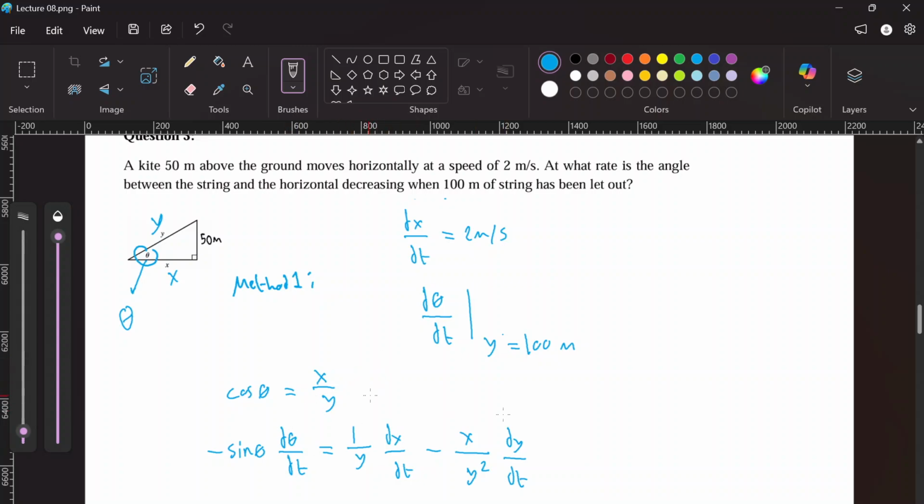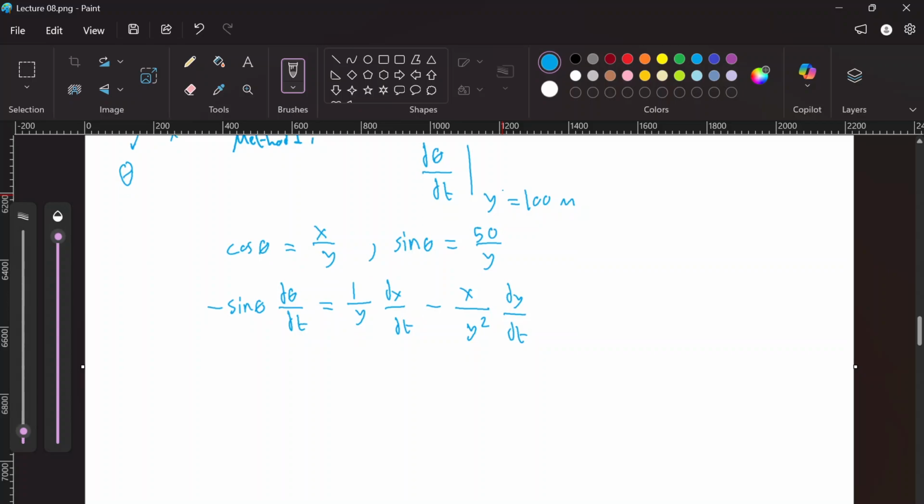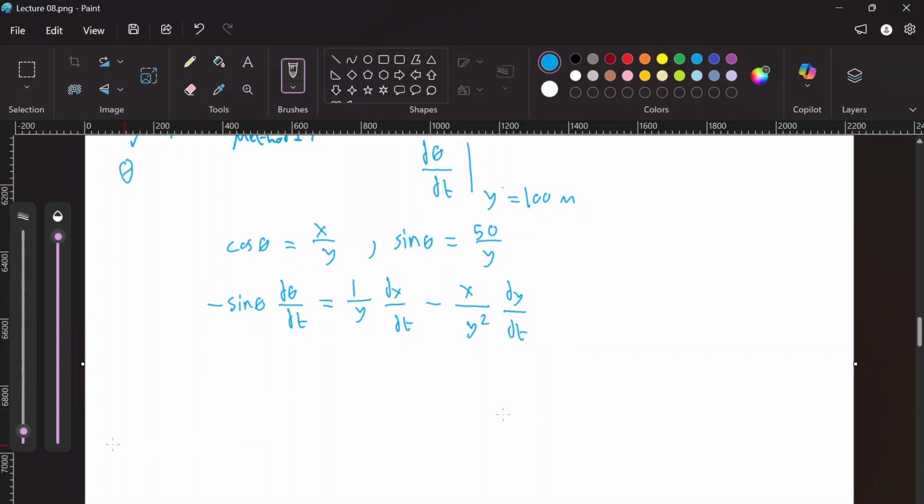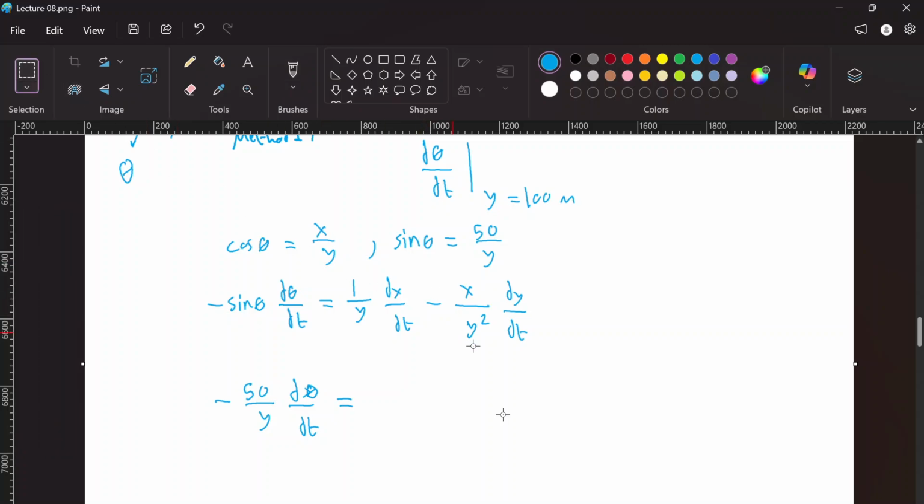Now what's the value of sine theta? We need sine theta, see here the derivative, it's minus sine theta, so we need sine theta. Sine theta equals what? Opposite over hypotenuse, right? So 50 over y. Let's substitute 50 over y in the derivative here. So we have minus 50 over y d theta over dt equals, then the same thing.